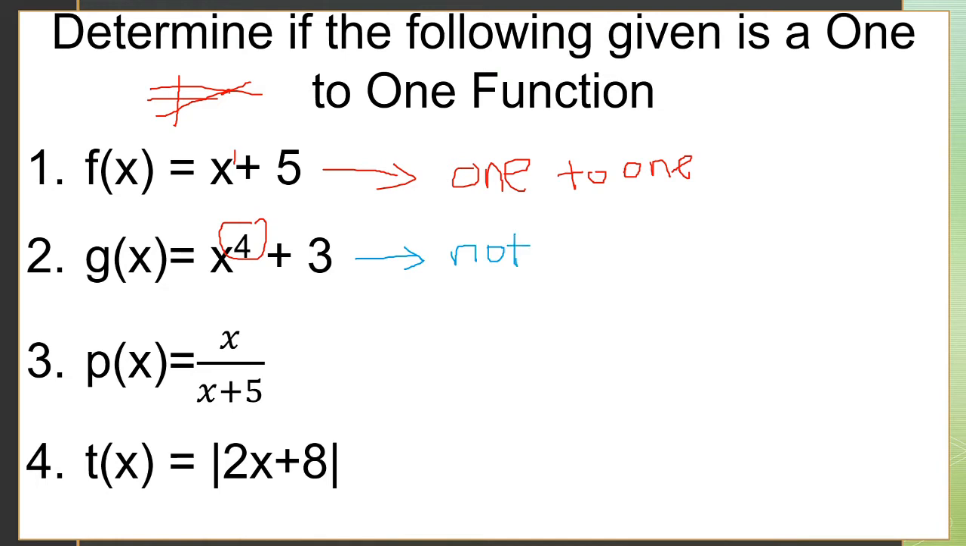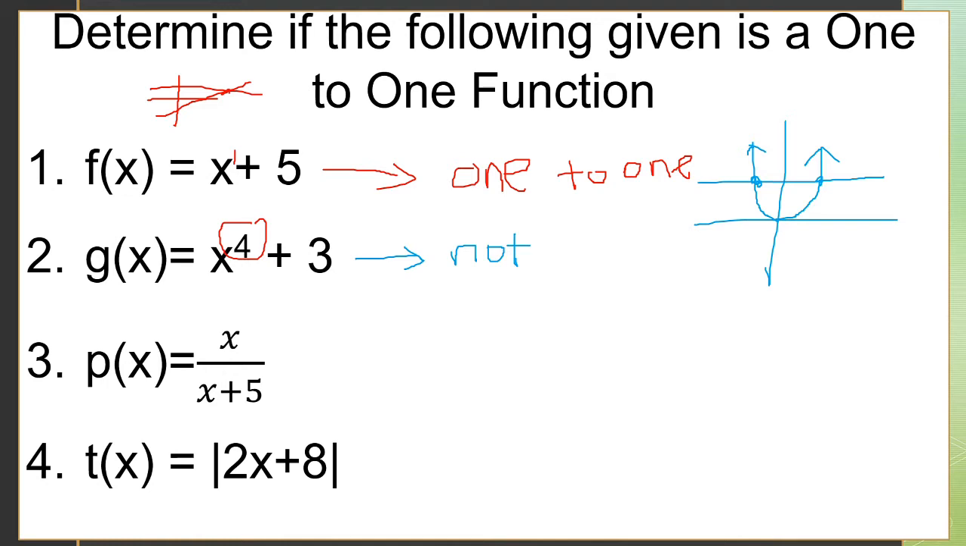Kasi po, yung behavior ng graph niyan is ganito. We have a vertex here. Parang ganito siya. So, ganyan po yung graph niyan, parabola. So, we have to test the horizontal line test. At nakikita natin na meron tayong 2 points of intersection kapag gumamit tayo ng horizontal line test.